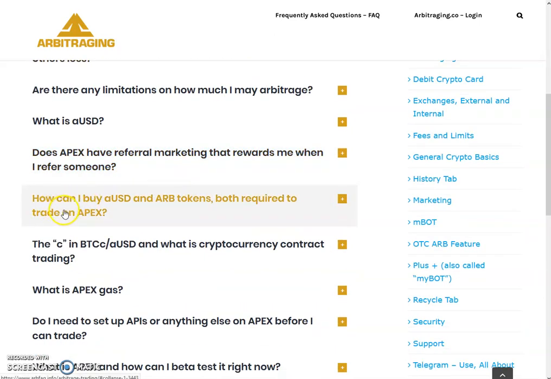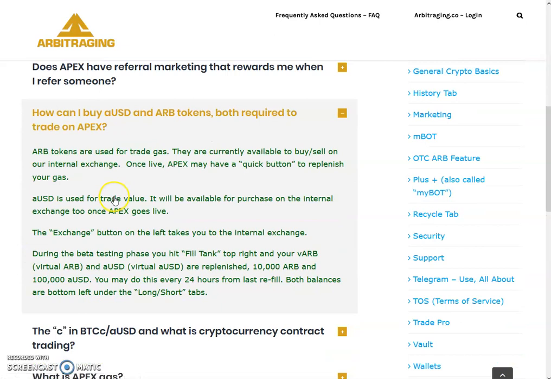Now the next question is, how can I buy AUSD and ARB tokens, both required to trade on APEX? I think I have already explained this, but let me quickly explain it again. I am only explaining the summary, not reading it, so it will save time, because you only want to know the summary. That will also save video time, and I will be able to cover more questions.